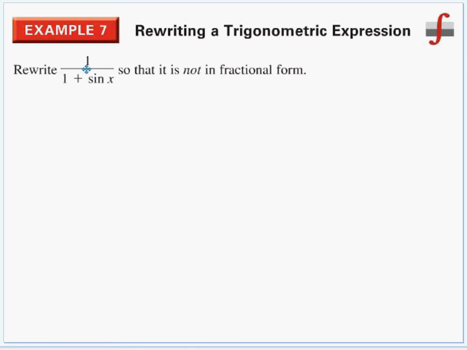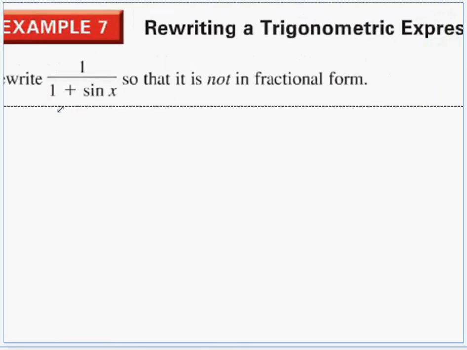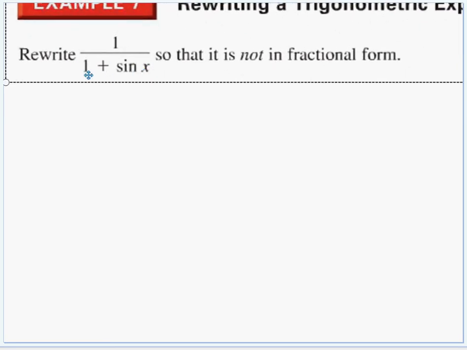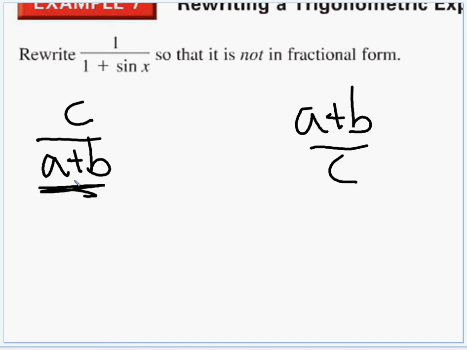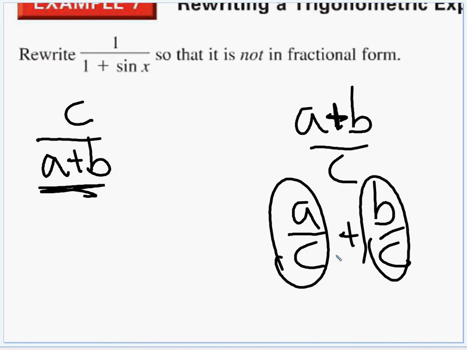Now here, the clue to get started on this, I think, is the directions. They give us this form, 1 over 1 plus sine x. Rewrite this so it's not in the form of a fraction. Now, if you remember, if we have a plus b under c, or if I reverse that, a plus b over c, in this one the denominator is two separate terms. We cannot break it up. In this one, the numerator is two terms. We could break it up and make that a over c plus b over c. And then it's possible each of these might reduce down and no longer be in the form of a fraction, so it would not be in fractional form.